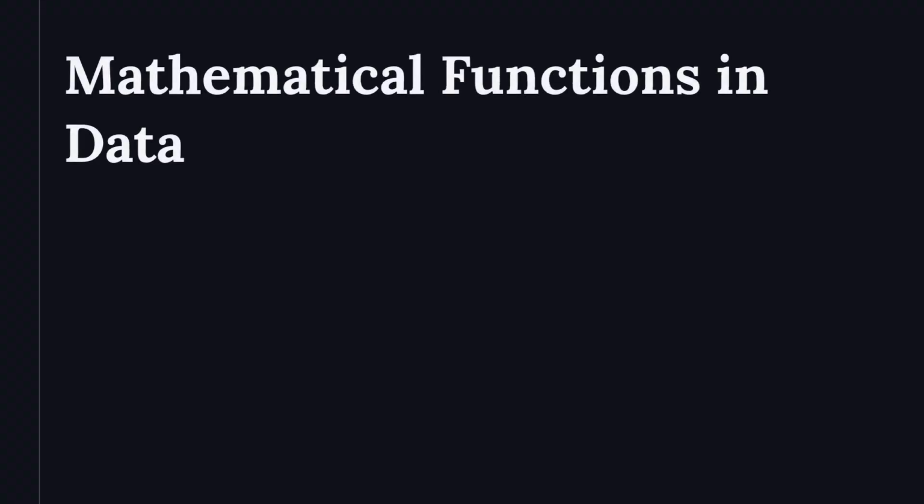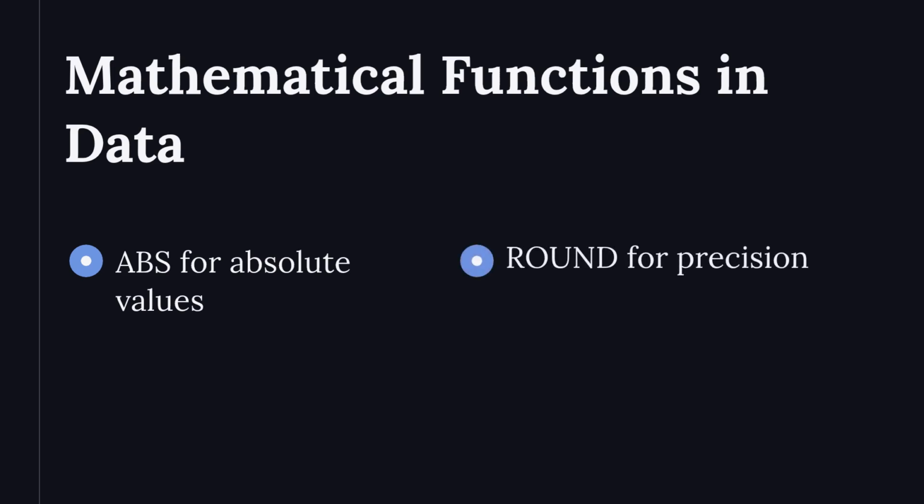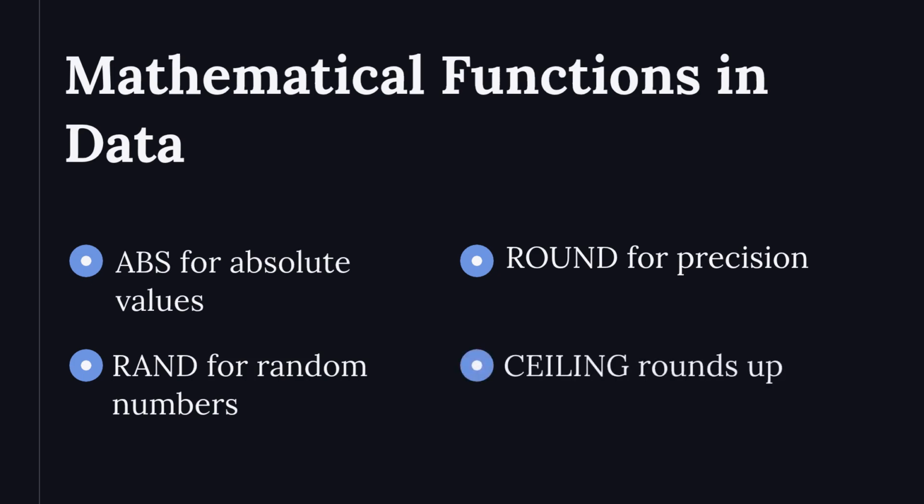Mathematical functions enhance data manipulation. ABS returns absolute values, while round adjusts precision. Rand and rand between generate random numbers. Ceiling and floor round numbers to specified significance. These functions support complex calculations.